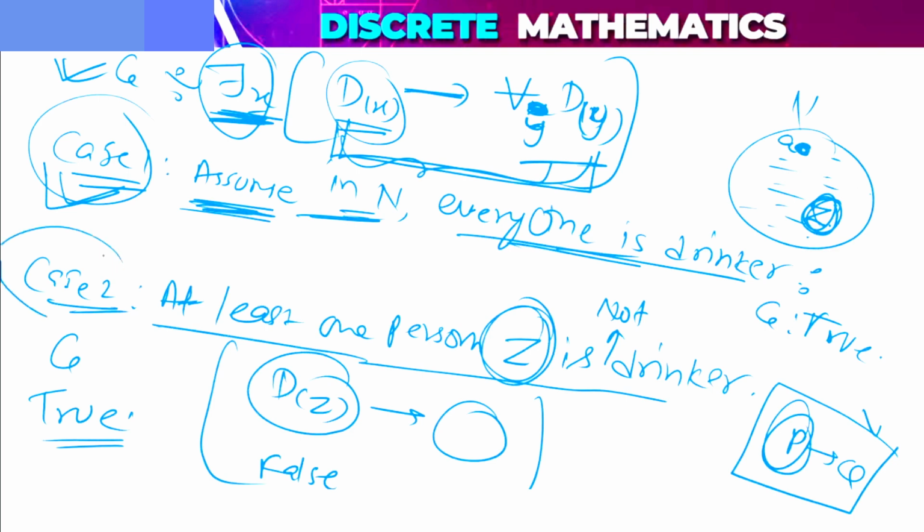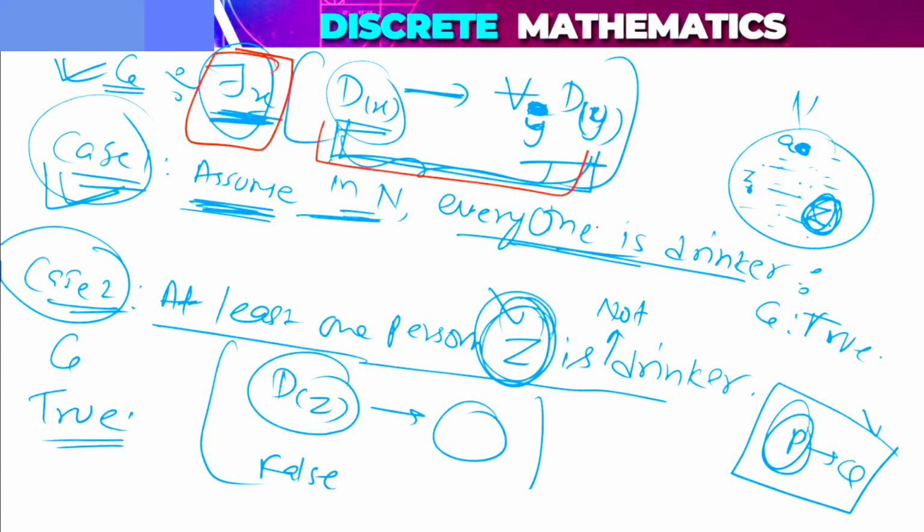In this case 2, there is at least one person in the domain who is not a drinker. I am calling that person Z. Of course, there can be more than one person. I don't care. Maybe no one is a drinker. But the point is that there is at least one person who is not a drinker. So I am taking that person. Now, because of that person, this G will become true. Remember one thing. This is a there exists statement, which means we just want at least one element for whom this internal thing will become true.